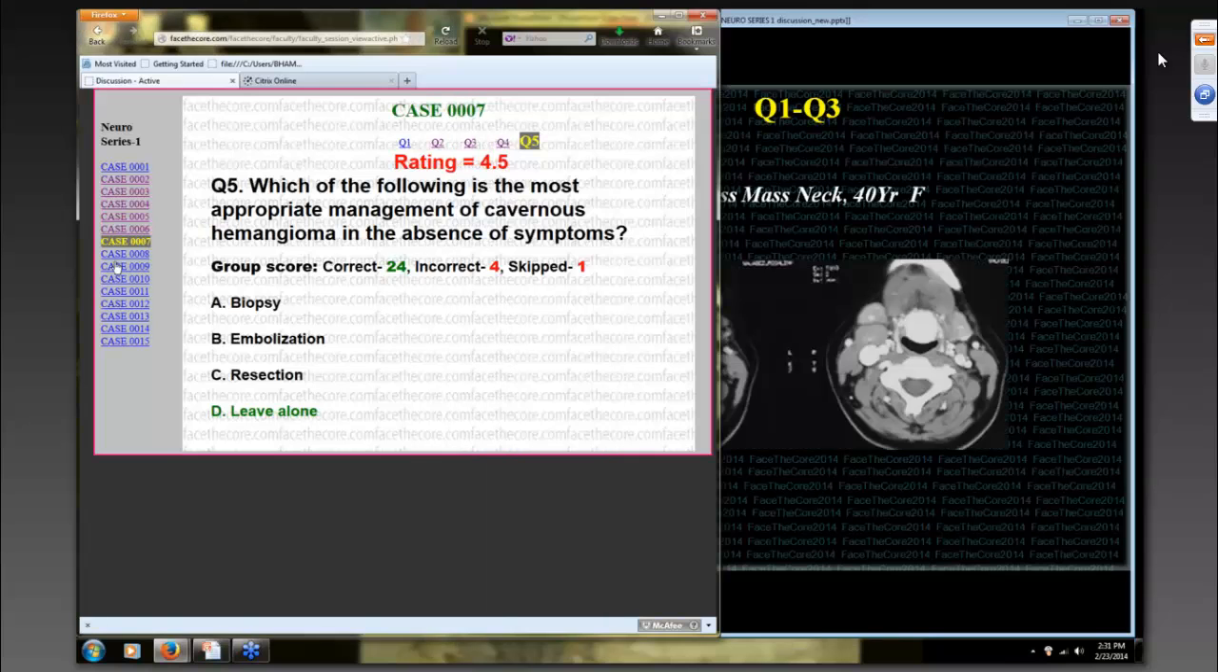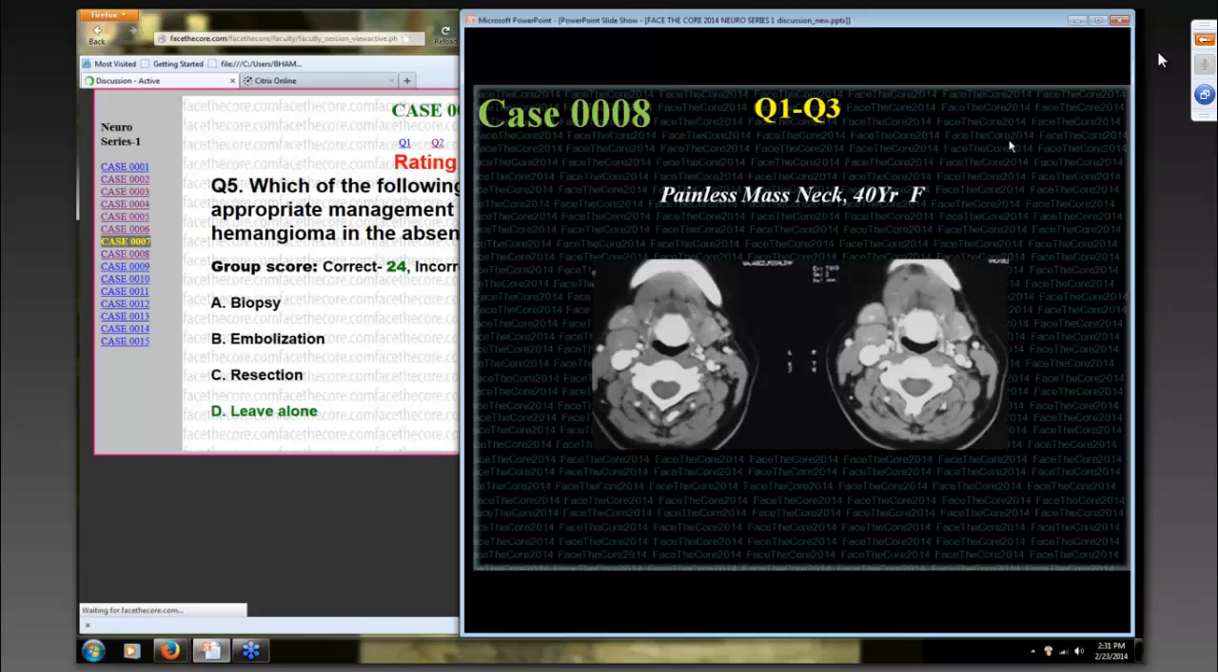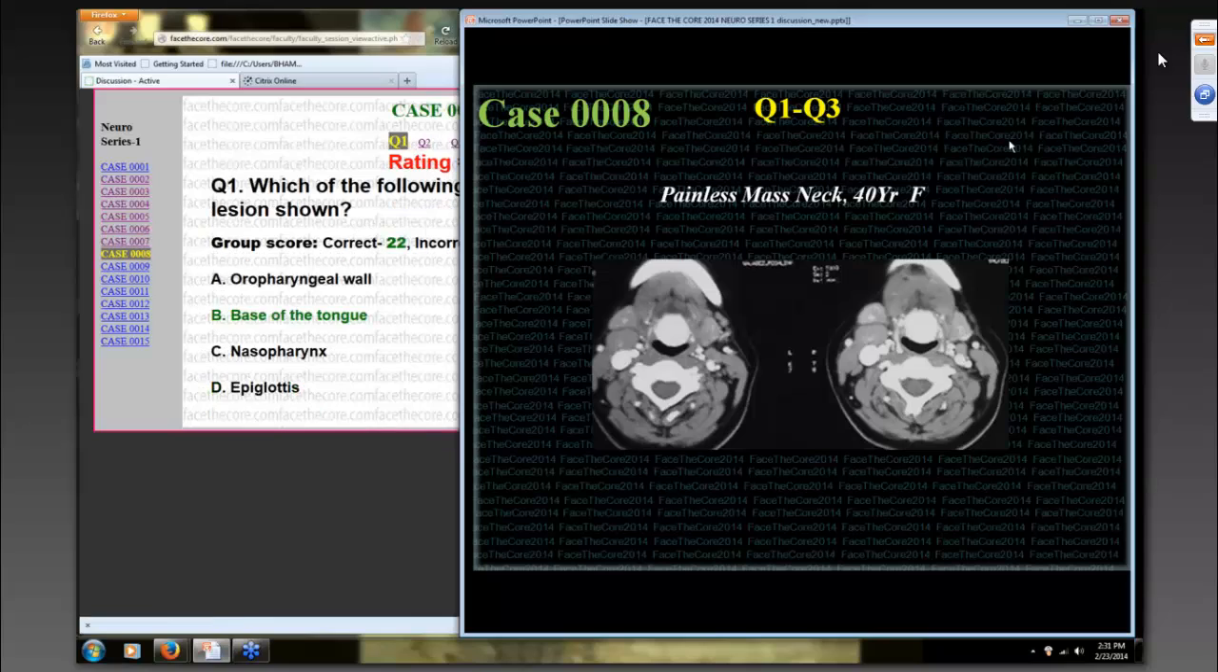Moving to case number 8. This is a large midline enhancing mass in the posterior part of the base of the tongue, as you can see, and incidentally also has a lymph node mass on the right side. This finding was very incidental in this case, and the location of this lesion, as I described, is posterior and in the midline, posterior to the base of the tongue itself.